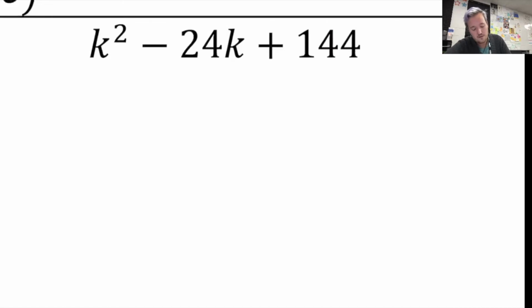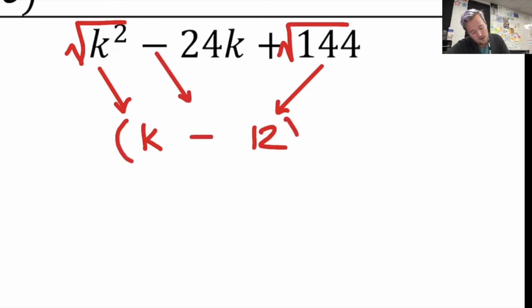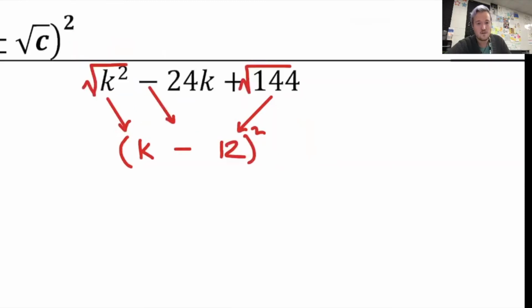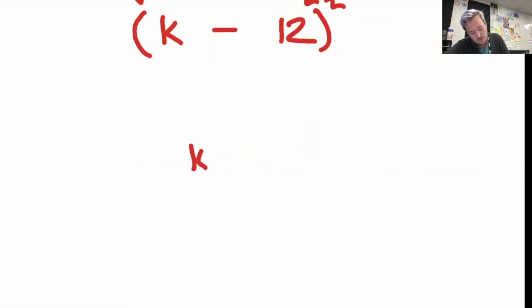So looking at this one, k squared is a perfect square. I can take the square root of that. 144 is a perfect square. I can take the square root of that. So I'm going to take the square root of k squared. I'm going to get k. I'm going to take the square root of 144. And I'm going to get 12. Then if I just take the sign from my b value, just keep it there. Now we're going to have k minus 12 squared. All right. So that would be our binomial for this one. So k minus 12 squared.